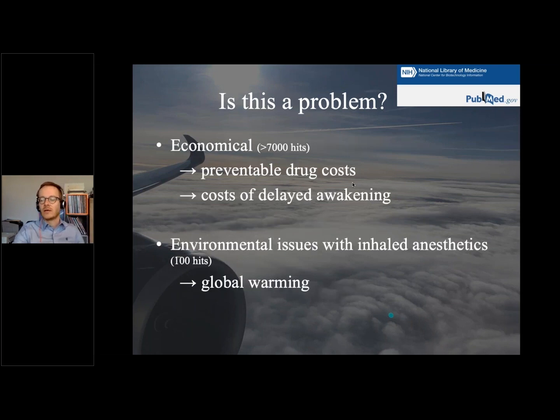Also, if you give an overdose to patients, if you need vasopressors for every patient, there is a cost to this. If you give patients too much, they will tend to sleep longer. Turnover times will increase, and also this has a cost. Lastly, inhaled anesthetics are greenhouse gases, so they have a global warming potential. If you could decrease the dose, you will have an effect on the environment.